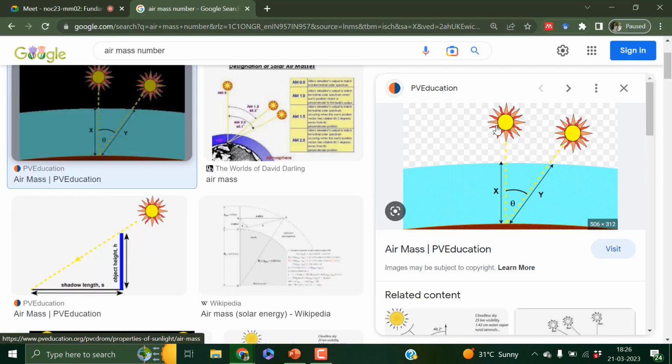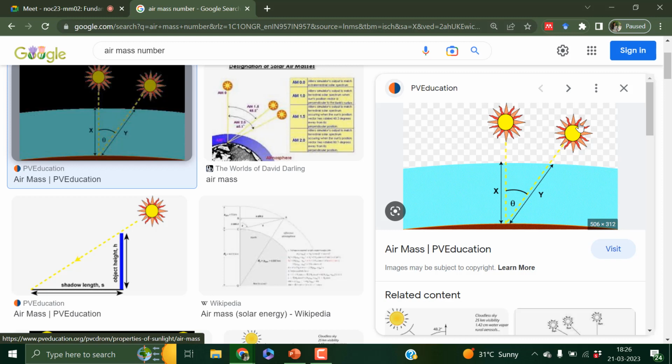So what happens is that when we are seeing the spectrum outside the Earth's atmosphere, that is when we call it AM0. When the sun is exactly at this point, that is exactly straight with respect to the horizon, the value of theta will be 0. That is AM1, and it has an intensity of 0.925 kilowatts per meter square. And when it moves to an angle of 60, suppose this is the angle 60, the intensity will be reducing respectively.